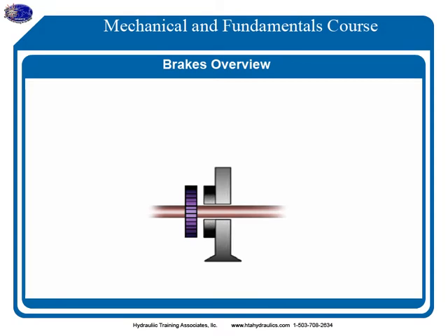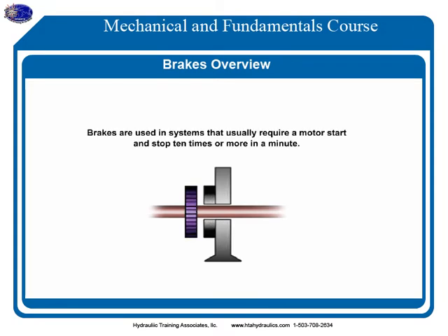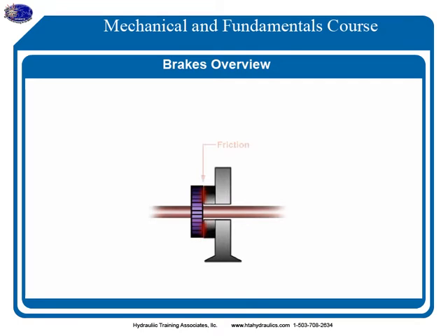Brakes are used to resist torque from an output shaft. As a rule of thumb, brakes are used in systems that usually require a motor to start and stop 10 times or more in a minute. Brakes work on the principle of friction, which allows for rapid stops. If motors could stop rapidly, there would be no need for brakes.